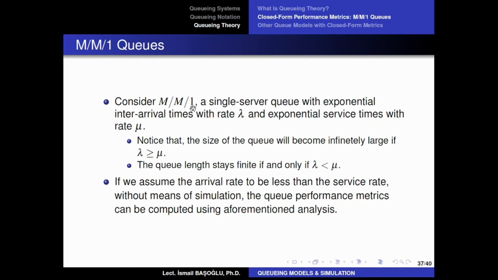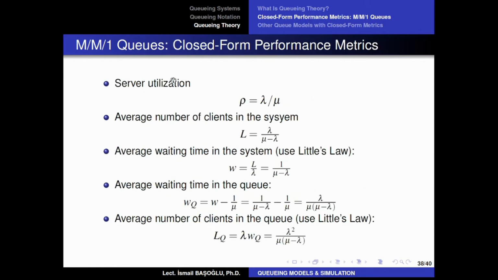For example, for MM1 queues, if we have the arrival rate less than the service rate, in that case, the server utilization, the average number of clients in the system, the average waiting time in the system, the average waiting time in the queue, or the average number of clients in the queue, all these performance metrics can be computed by these formulations.